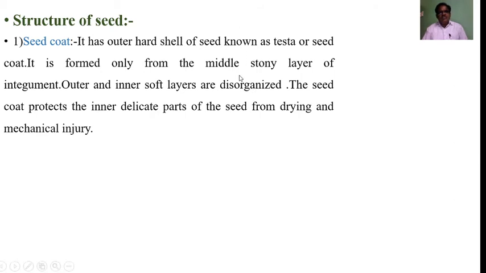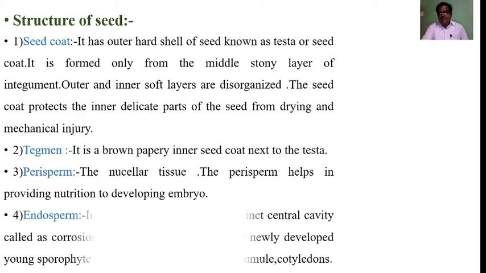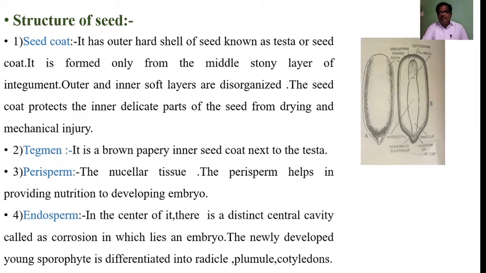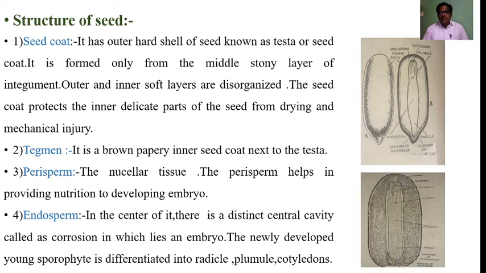Then the structure of the seed. When we observe this entire structure, this seed is made up of the following different parts: the seed coat, tegmen, then perisperm, endosperm, etc.